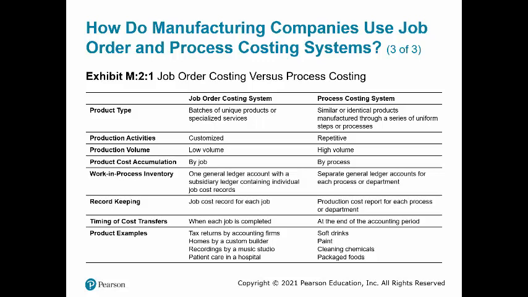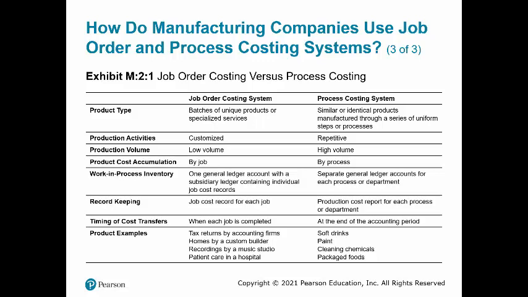In a process costing system, you're going to have general ledger accounts for each process or department. Record keeping in the job order costing system is going to be using a job cost record, and in process costing it's going to be a production cost report by the process or the department. In the job order costing system, you're going to time the cost transfer at the time that the job is completed, but in a process costing system that goes on all the time, you're just going to stop at the end of the accounting period.